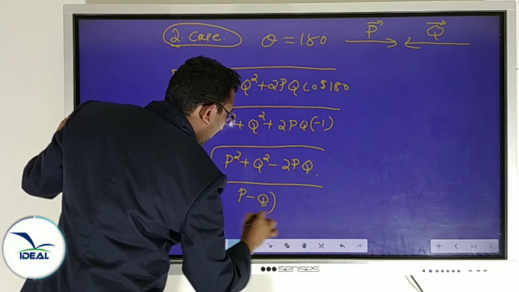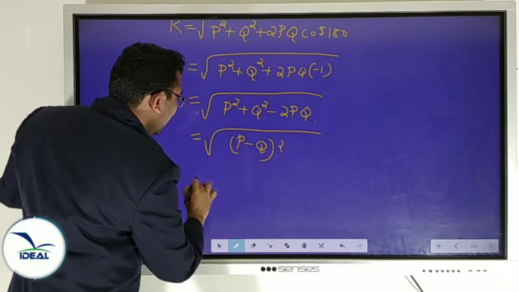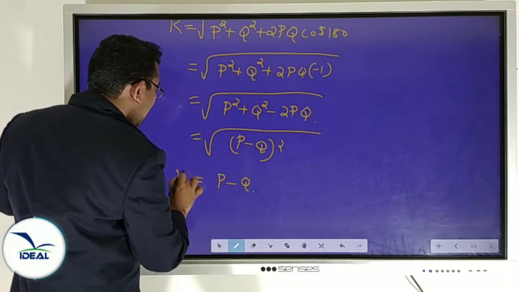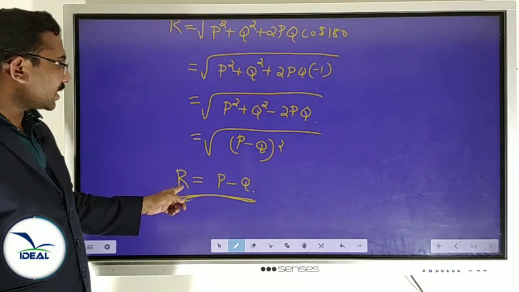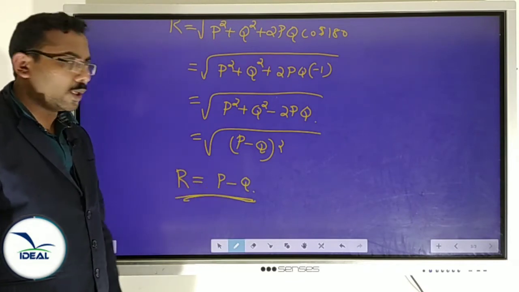that is root of P minus Q all square. Root and square will cancel, equal to P minus Q. That is R equal to P minus Q. What is the meaning? The magnitude of the resultant R equal to the difference of the magnitudes of P and Q.